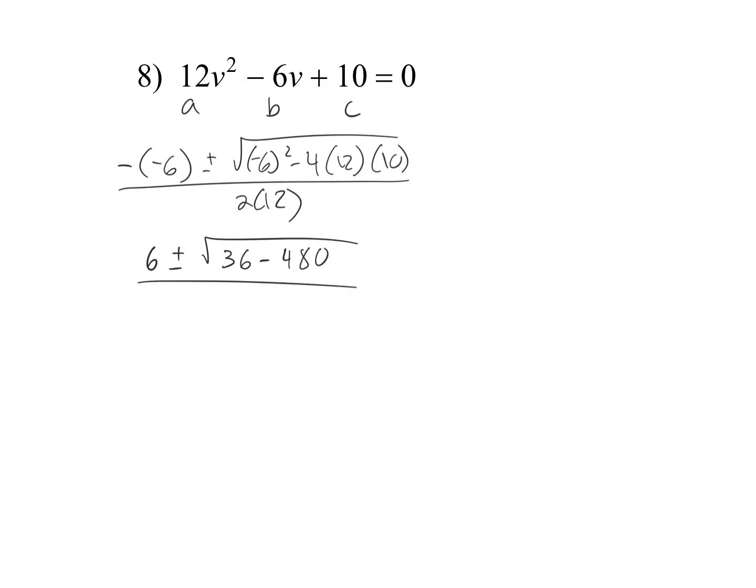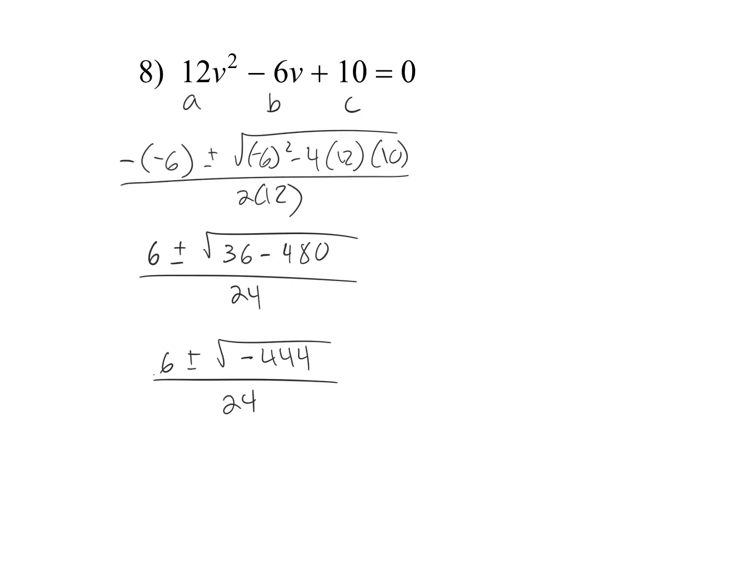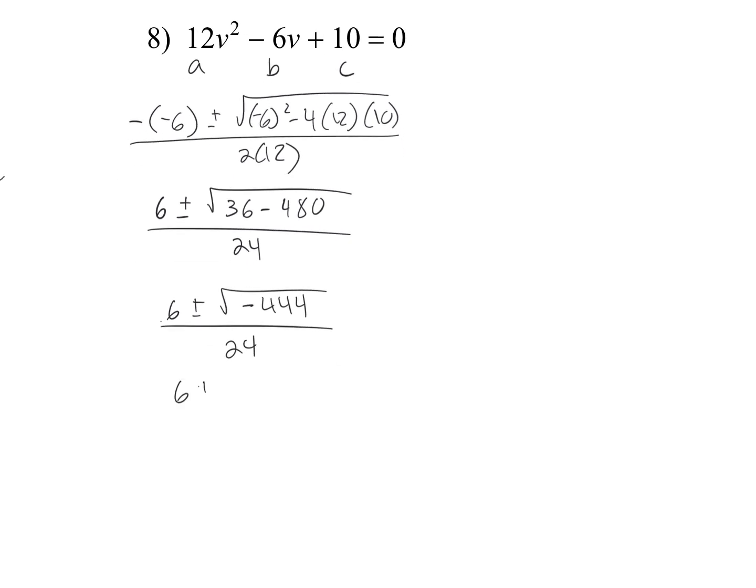And then 12 times 2 is 24. So we're left with 6 plus or minus the square root of negative 444 over 24. I can take out the i, so 6 plus or minus i root 444 over 24. I'm going to figure out what that is. I'm going to do 2.